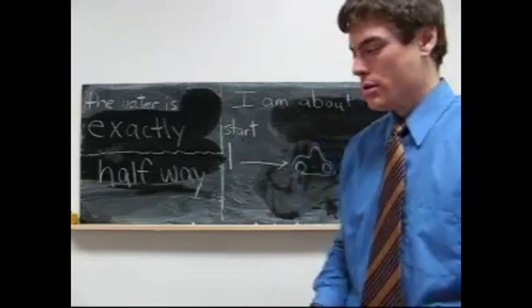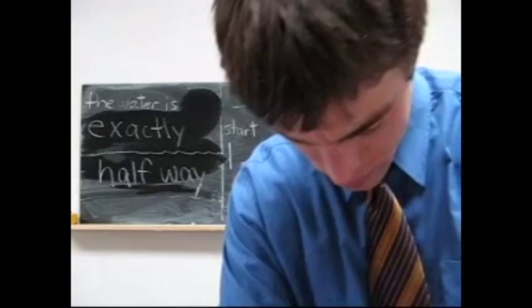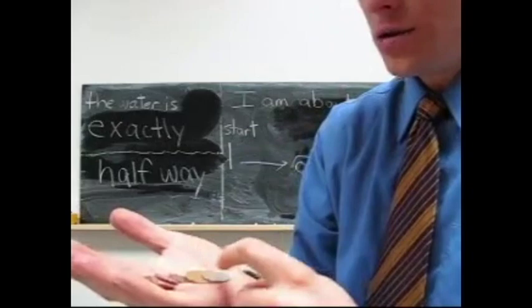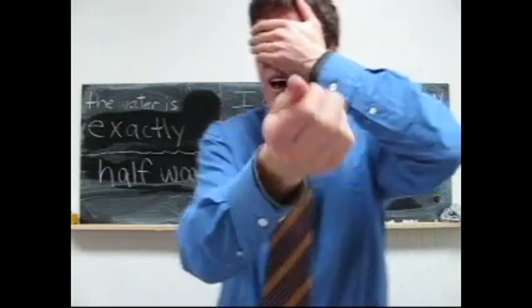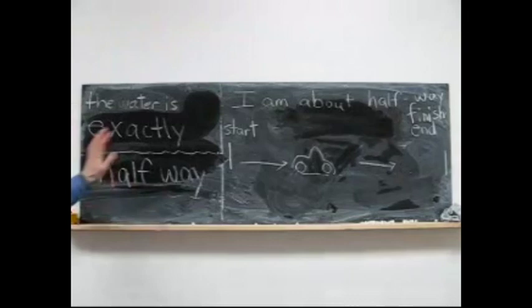It's like if I have... Here we go. How much money do I have? Well, I have exactly $1.31. Exactly $1.31. But if I don't look, and I guess, oh, I have about a dollar maybe. $1, $1.50, about. Because you don't know. So that's the difference between exactly and about.